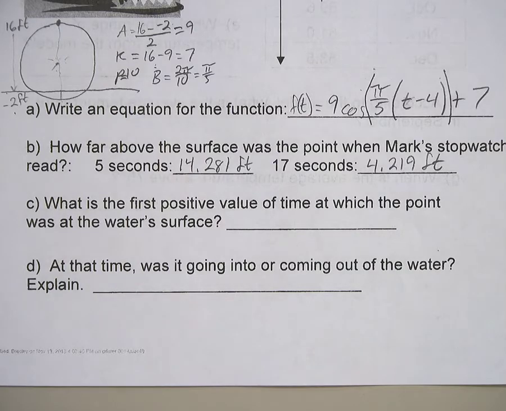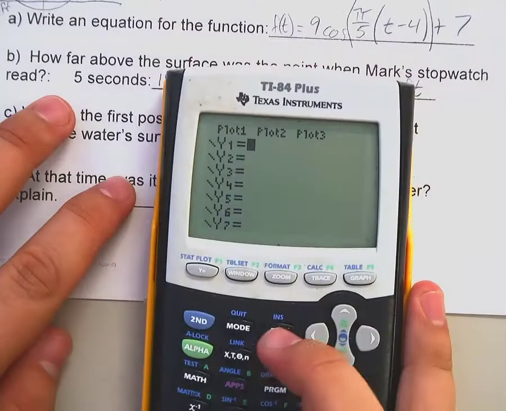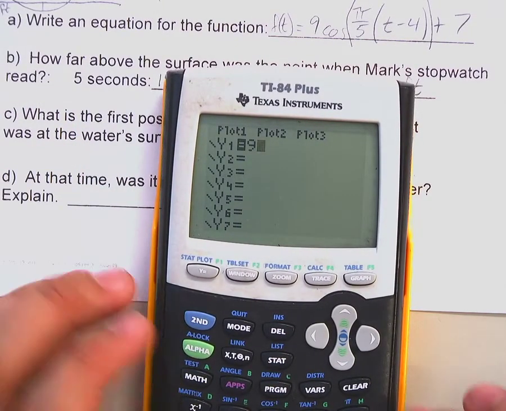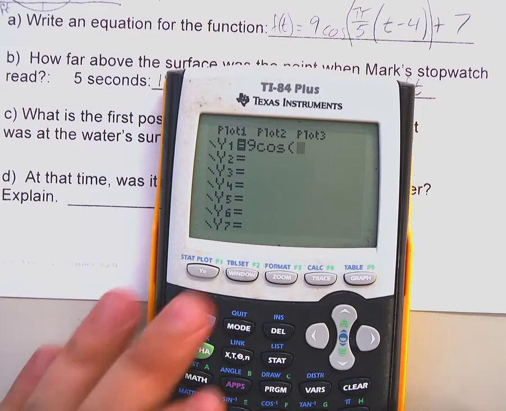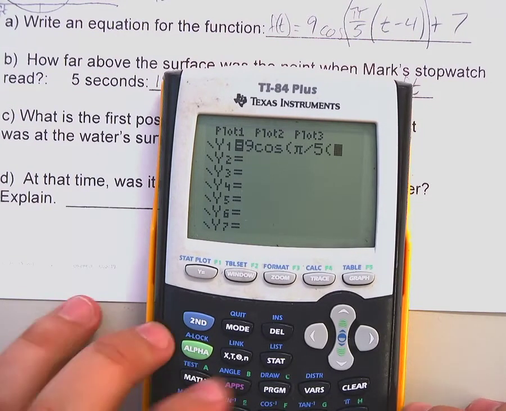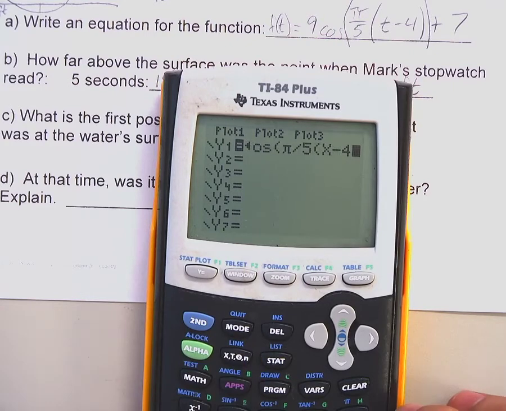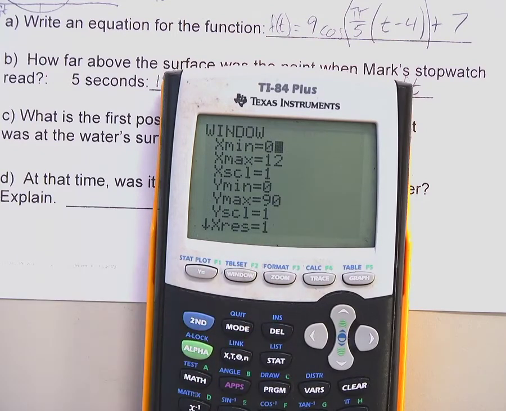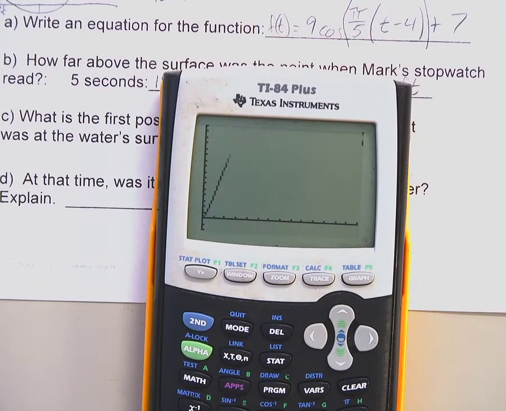Okay, so this one is going to be a little bit different. I'm going to go ahead and enter this into my calculator here. This is going to be 9 cosine of pi over 5 times (x minus 4), close parentheses, plus 7. My window needs to go from 0 to 14. My y min needs to go from -2 to 16. There's my graph. Let it graph.